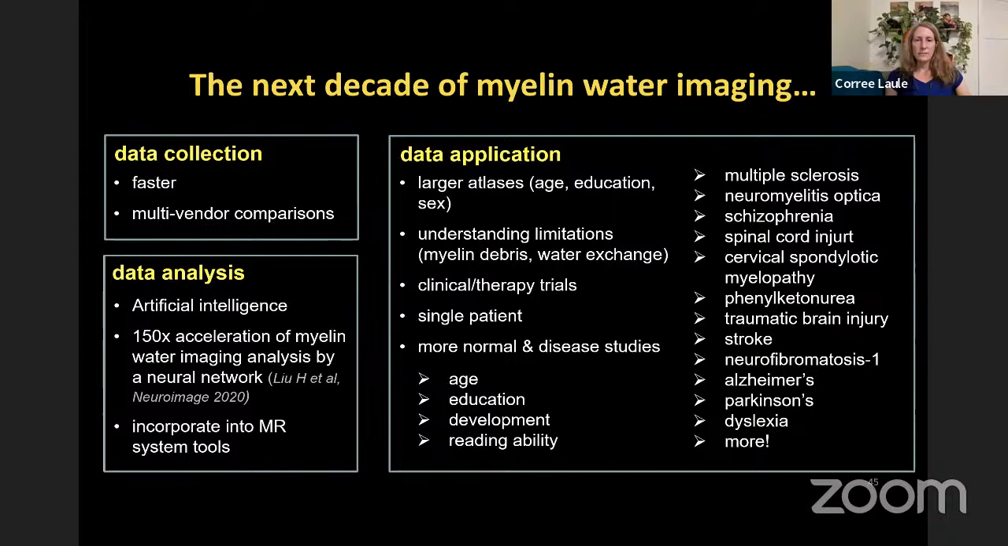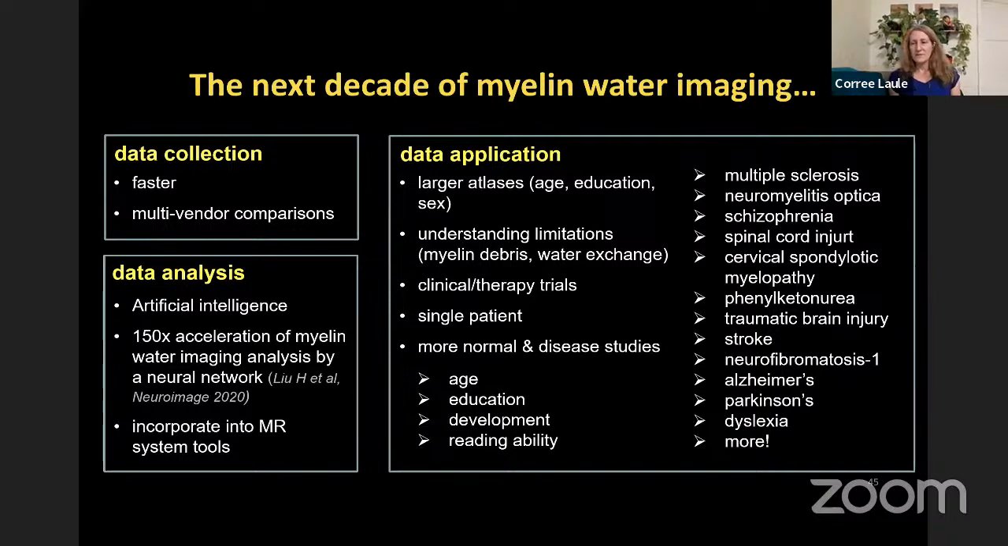I think there's broad application for this technique. So we need larger atlases where you can match people well to age, education, sex, gender, ethnicity, many different things that we need to be considering. It's also important to try and understand the limitations of the technique. How do things like myelin debris or water exchange impact the measures that we're measuring? Because as with any quantitative method, it's important to understand where things break down and work towards trying to solve those problems. There are lots of potential applications for clinical and therapeutic trials. There have been a couple of multiple sclerosis clinical trials that have used myelin water imaging, and I think there will be more to come.